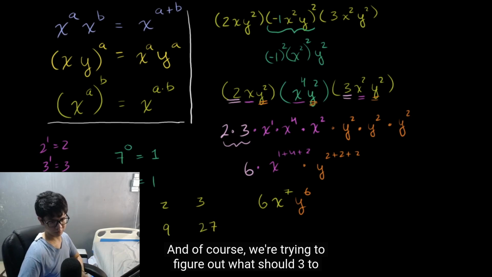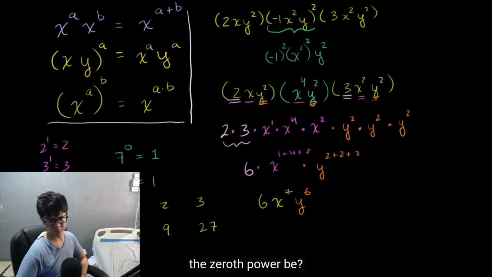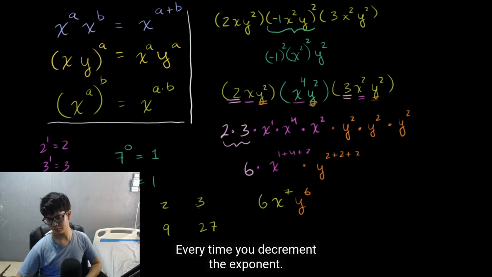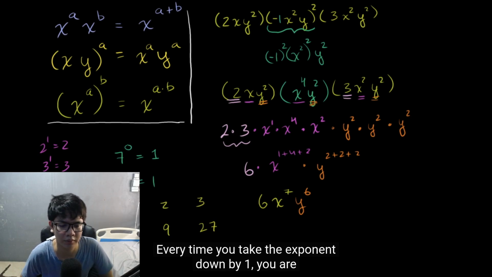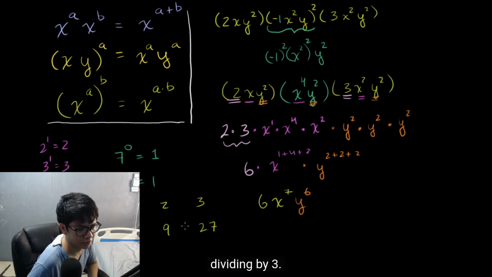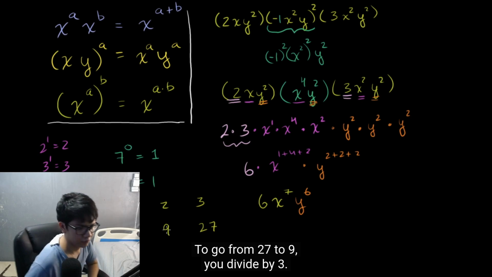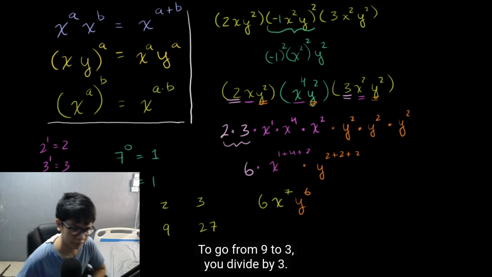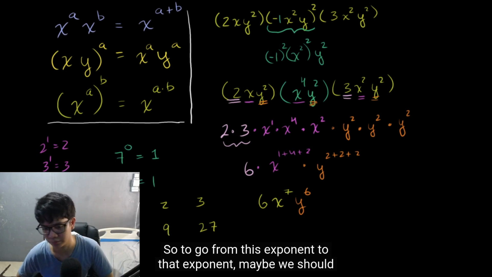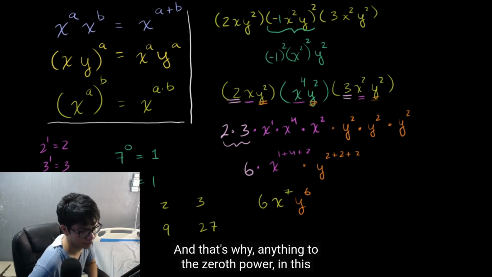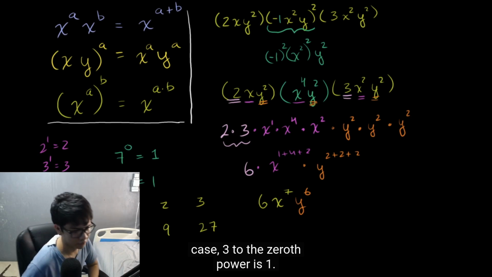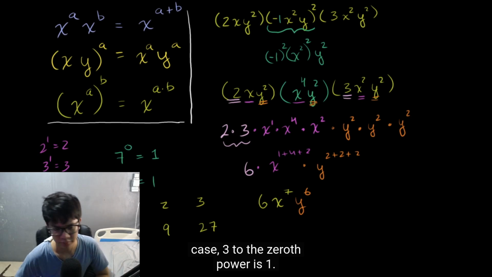And of course, we're trying to figure out what should 3 to the 0th power be. Well, think about it. Every time you decrement the exponent, every time you take the exponent down by 1, you are dividing by 3. To go from 27 to 9, you divide by 3. To go from 9 to 3, you divide by 3. So to go from this exponent to that exponent, maybe we should divide by 3 again. And that's why anything to the 0th power, in this case 3 to the 0th power, is 1.